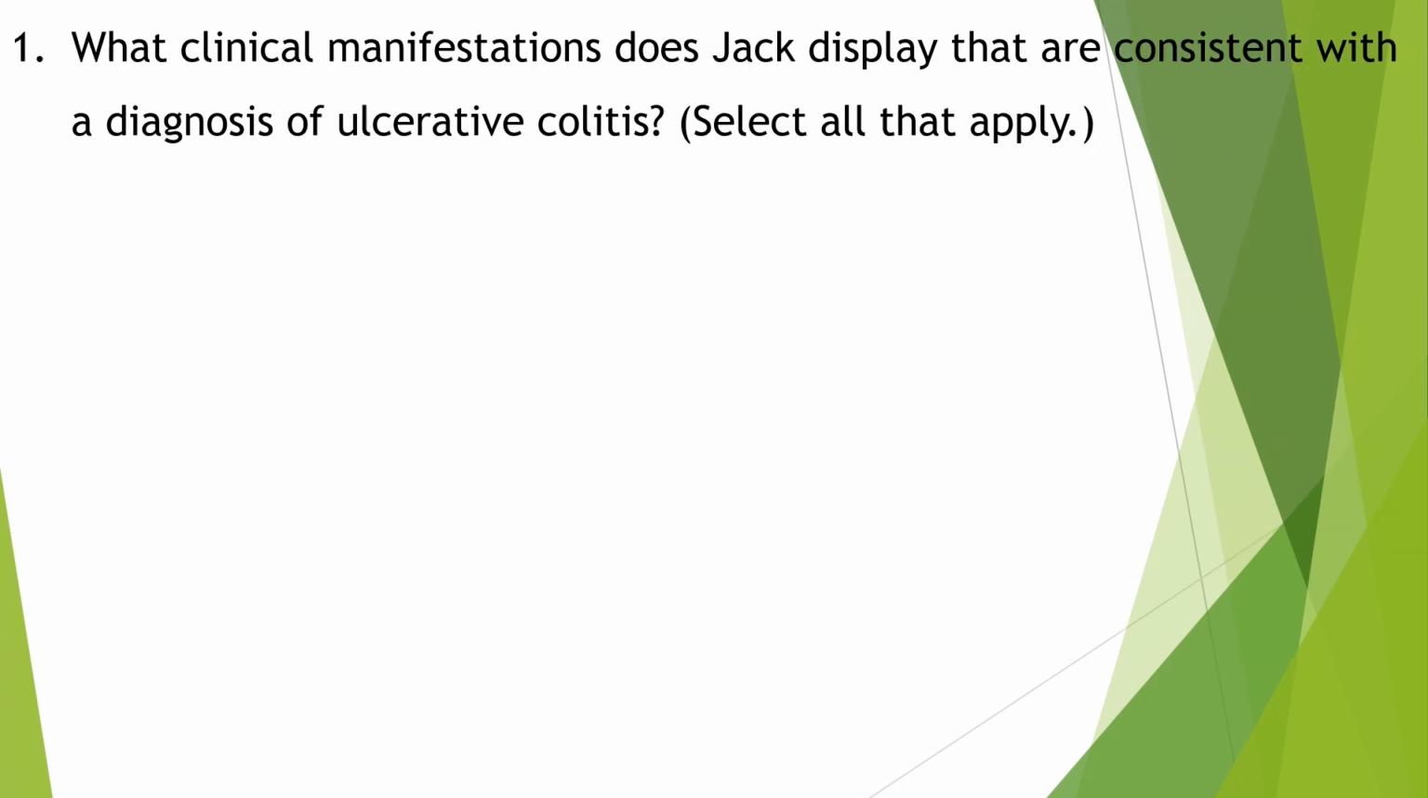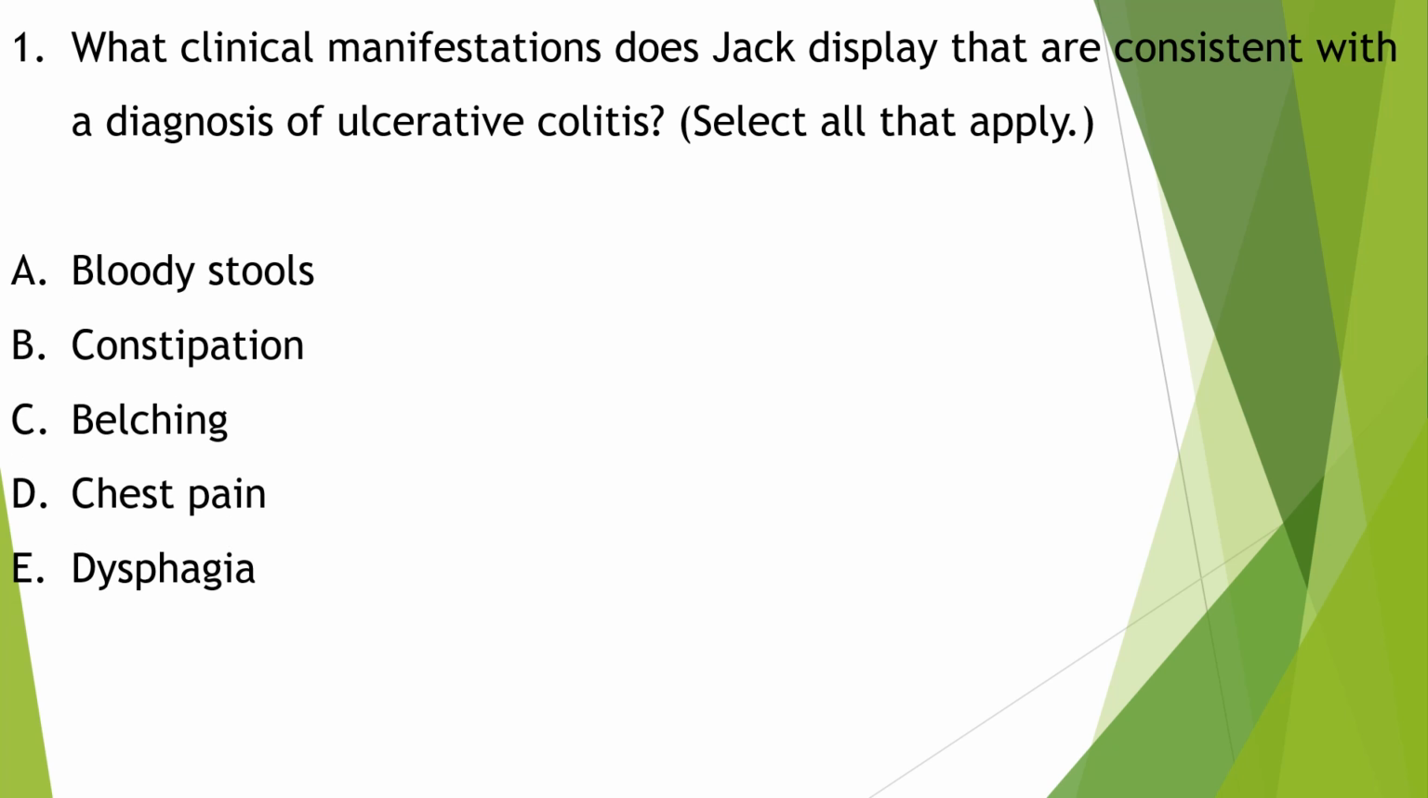What clinical manifestations does Jack display that are consistent with the diagnosis of ulcerative colitis? Bloody stools, constipation, belching, chest pain, and dysphagia. The stools of the patient with ulcerative colitis are usually watery diarrhea with blood in stool. So, bloody stools will be there.